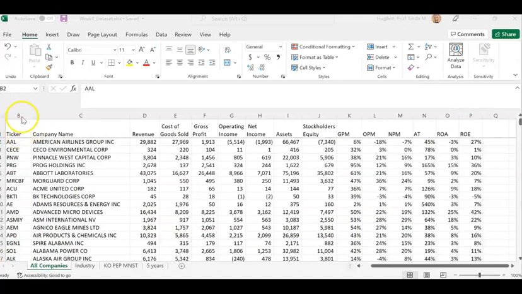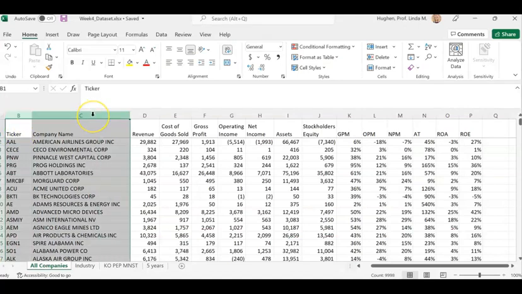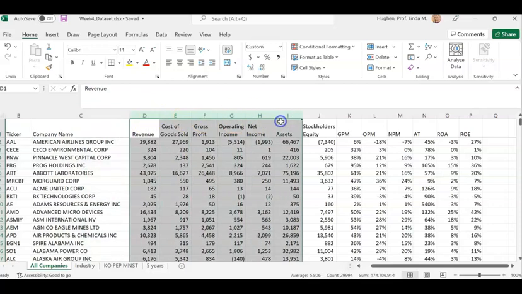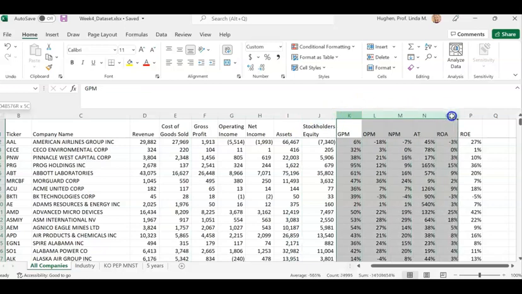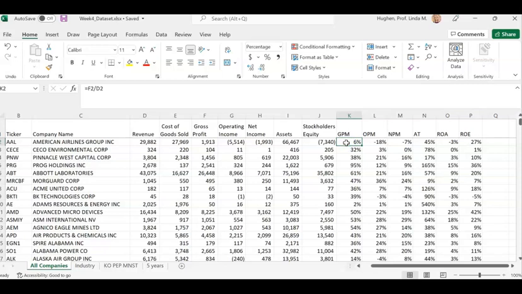Here's our data set with ticker and company name. Again, all companies that had publicly available financial statements for the fiscal year 2021. Financial statement information that we need to create our variables. All of these dollars shown are in millions. And then finally, our formulas, our ratios that are generated from this data set. So for example, our gross profit margin is equal to our gross profit divided by revenue.